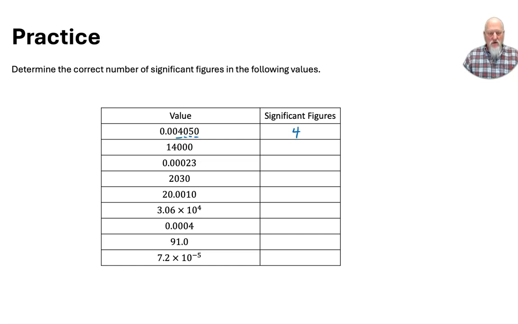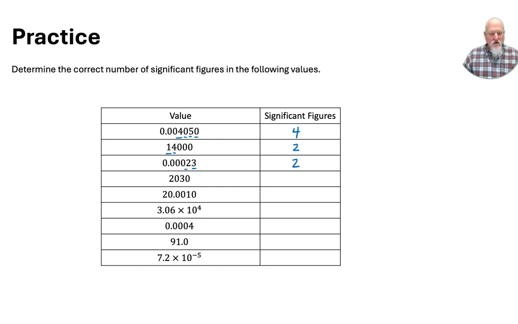14,000. The 1 and the 4 are significant. We have trailing zeros here, but there is no decimal. So those zeros are not significant. So this would have 2 significant figures. It means that if I make another measurement, I might get 15,000. The error's in that thousands position. Okay? 0.00023. The 2 and 3 are significant. Those are leading zeros. They are never significant, so that has 2.